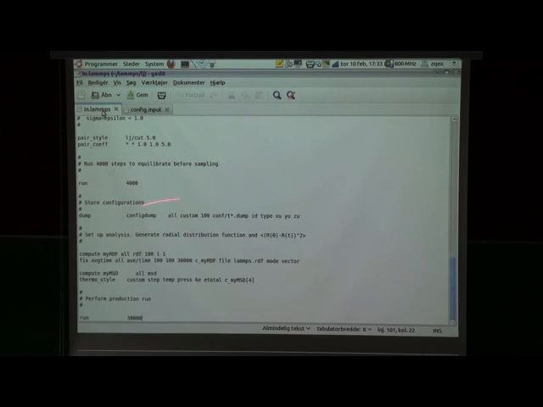Then I store the configurations every once in a while. I do some analysis that is going to turn into a radial distribution function and the mean squared displacement, and I'm going to run that for 30,000 time steps.